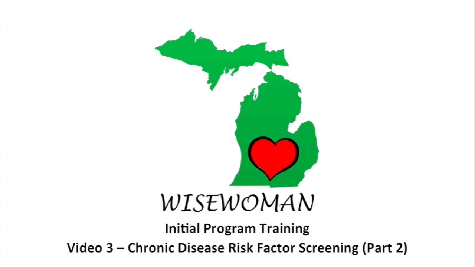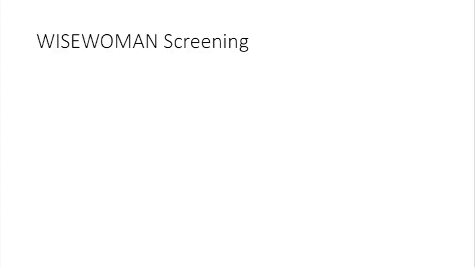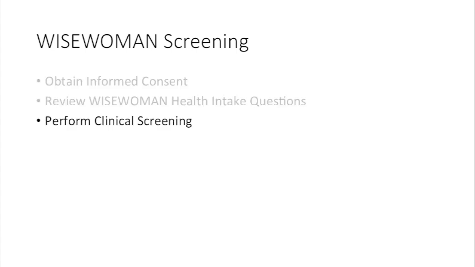Welcome back. We're now on video 3 of the initial program training. We're now going to be looking at chronic disease risk factor screening from the clinical perspective. As we said before, there are 4 parts to the screening: obtaining the informed consent, reviewing the health intake questions, performing the clinical screening, which is what we're going to be doing now, and then we'll be looking at conducting case management in the next video.